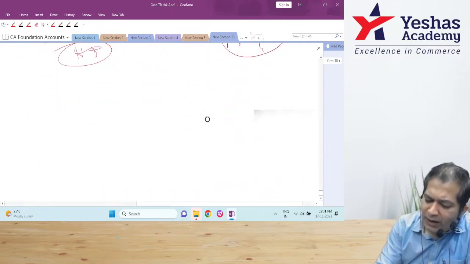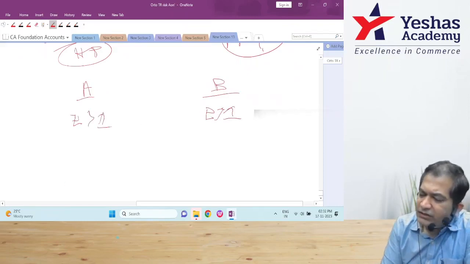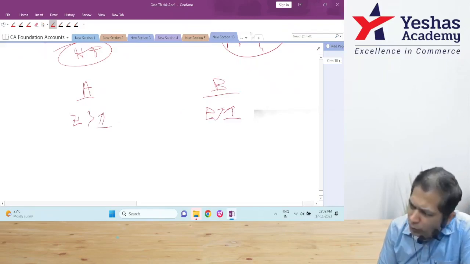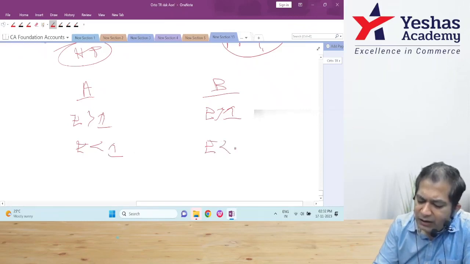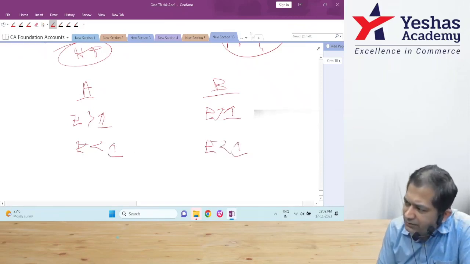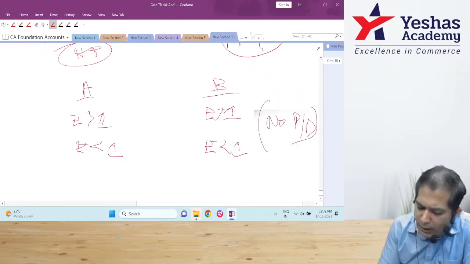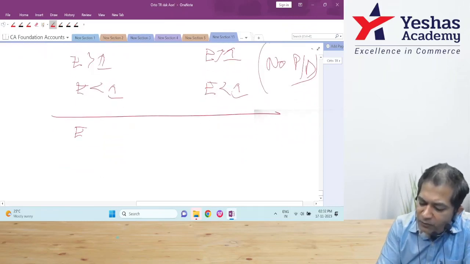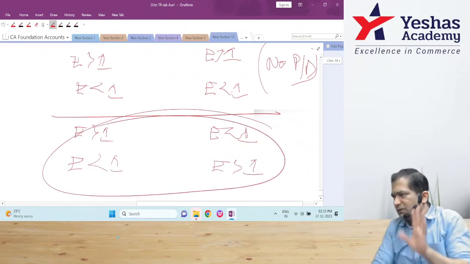But what if in both markets, A and B, the demand is elastic? It means in both markets I have to sell at a lower price, correct? Or in both markets demand is inelastic, then in both markets I have to sell at a higher price. So in this case, no price discrimination is possible. Price discrimination will only be possible if in one market the demand is elastic, other demand is inelastic, or vice versa. Here the demand is inelastic, here the demand is elastic. Then only price discrimination is possible. That is the third condition.